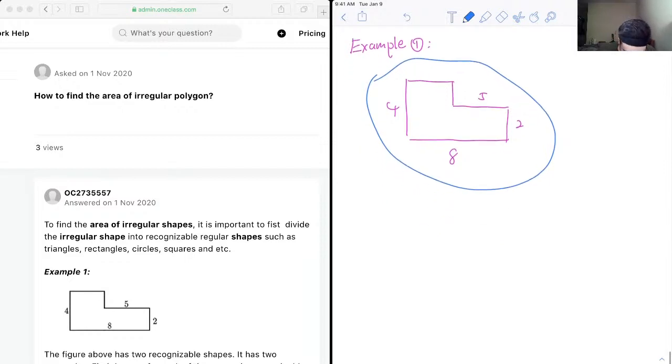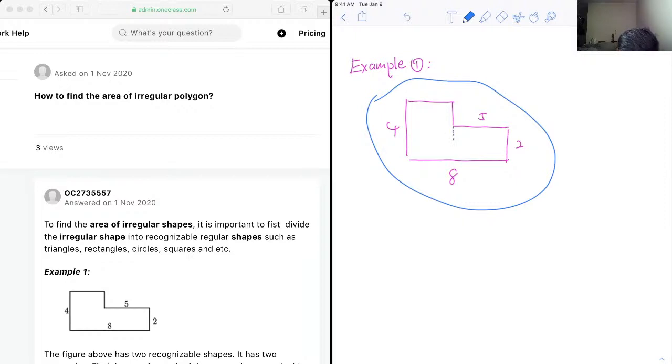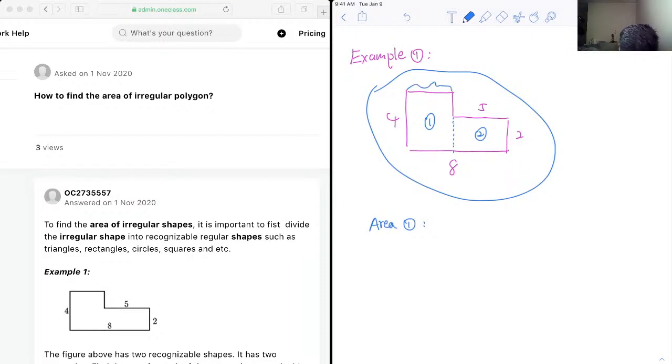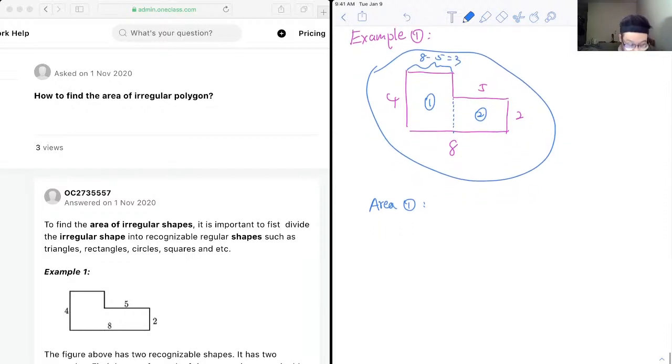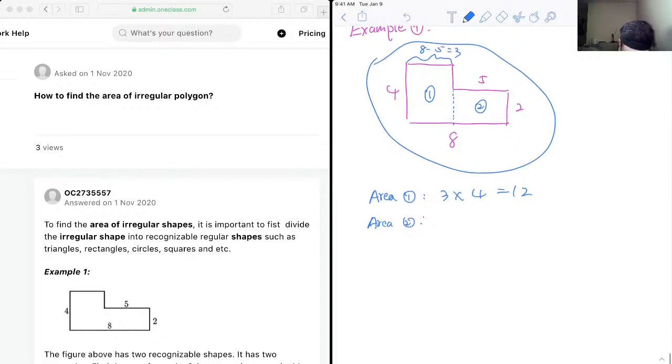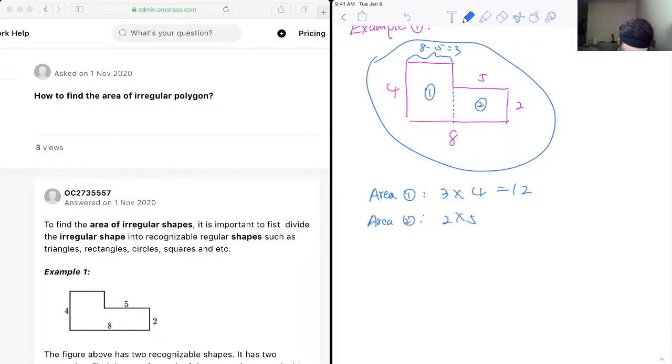Okay, so if we draw a line right here, then we will see that's rectangle 1 and rectangle 2. And therefore the area of rectangle 1 will be, oh, first we need to figure out the length for this. So that's just going to be 8 minus 5, which is 3. So the area 1 should be 3 times 4, which is 12. And for the area of the second rectangle, we're just going to have 2 times 5, which is 10.